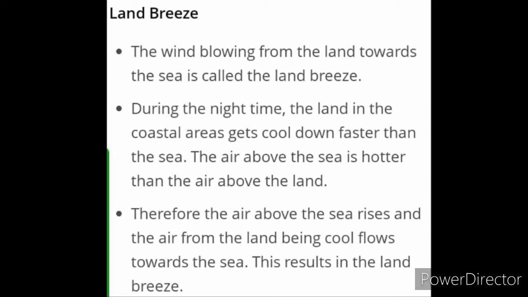First is land breeze. The wind blowing from the land towards the sea is called the land breeze. During the night time, the land in the coastal areas gets cooled down faster than the sea. The air above the sea is hotter than the air above the land. Therefore, the air above the sea rises and the air from the land, being cool, flows towards the sea. This results in the land breeze.